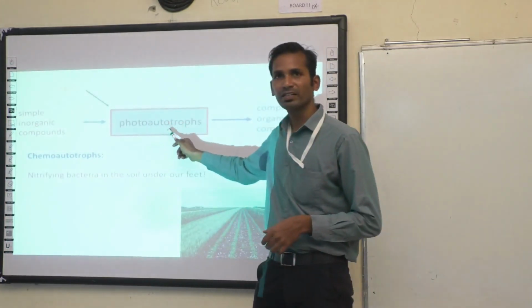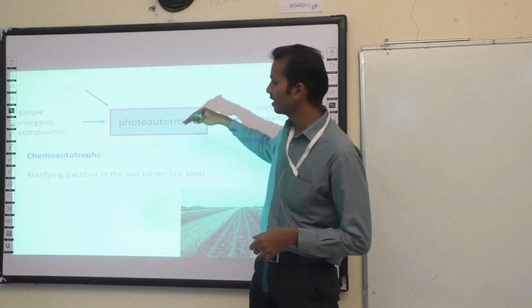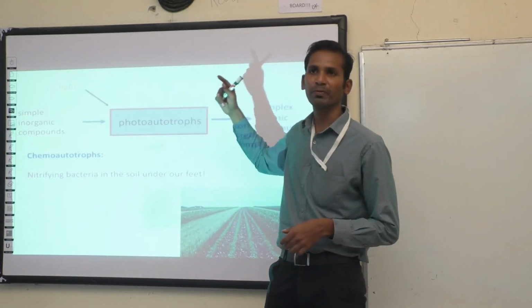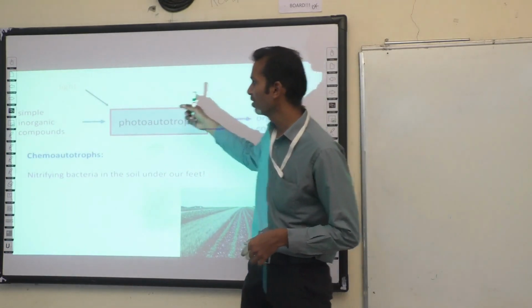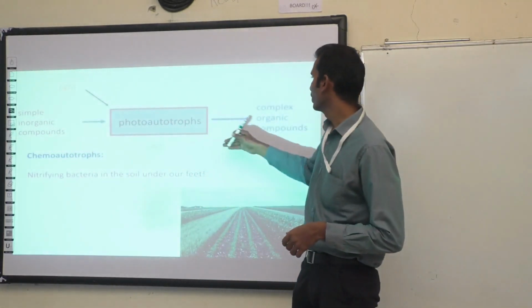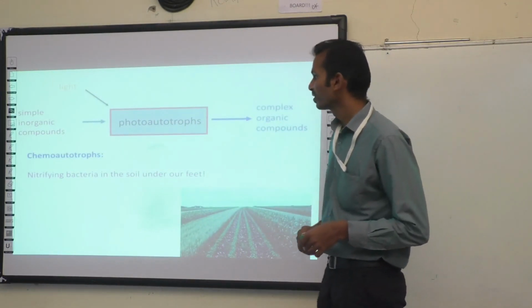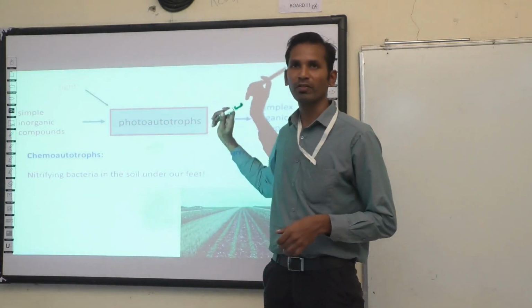When light hits the chlorophyll, it excites photosystem 1 and photosystem 2, where simpler inorganic compounds can be converted into complex organic compounds. So first we have seen photoautotrophs.